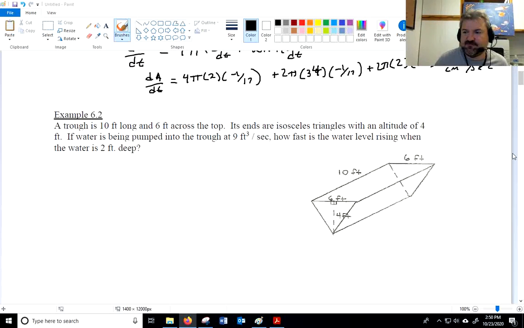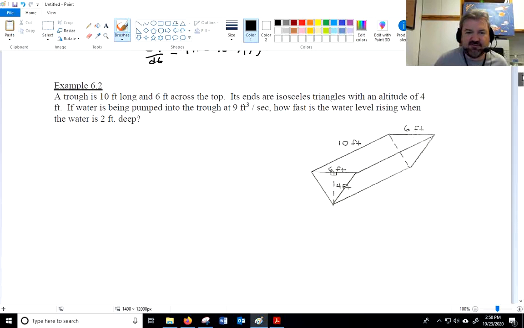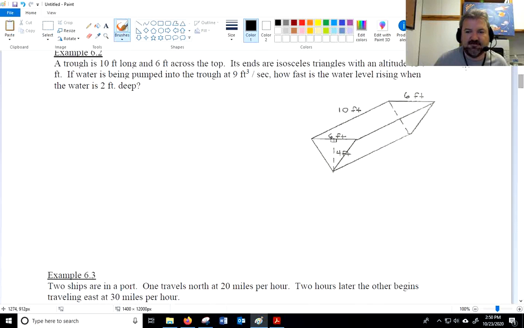A trough is 10 feet long and 6 feet across the top. The ends are isosceles triangles with an altitude of 4 feet. If water is being pumped into the trough at 9 cubic feet per second, how fast is the water level rising when the water is 2 feet deep?